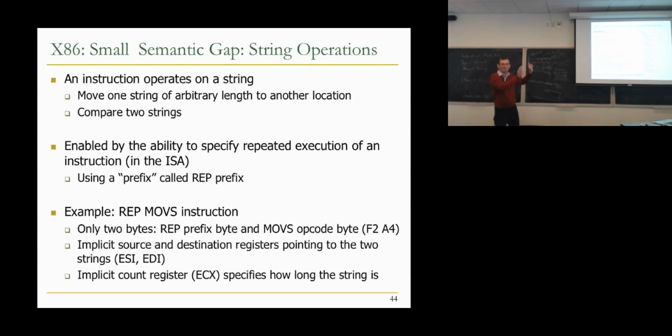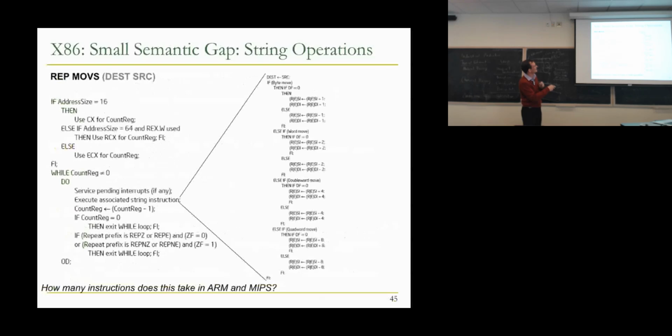And this is not the complete thing. This has a lot of abstractions away. But the x86 has all of these clues. Your address size could be 16. Your address size could be 32. If address is 16, you use CX for count register, and so on. I'll just go over here. But basically, you can use ECX for your count register. And this is what the instruction does. While count register is not equal to 0, you copy from the source string.